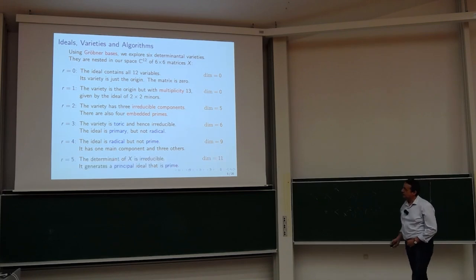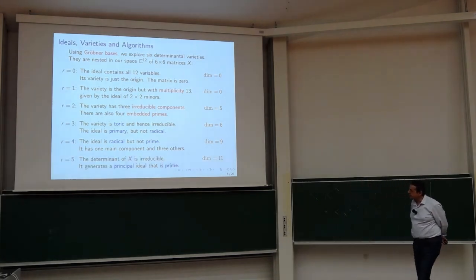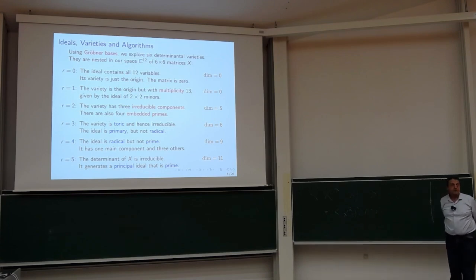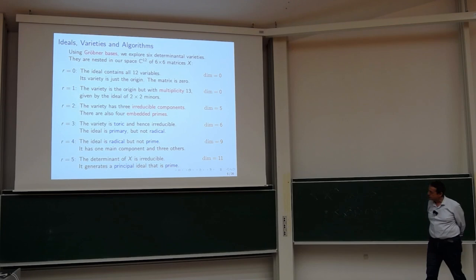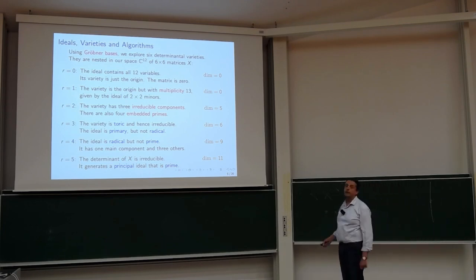Now, last but not least, rank 5. Well, for rank 5, there's only one equation. This is the 6 by 6 determinant of our matrix. The 6 by 6 determinant is an irreducible polynomial in 12 variables, so it generates a principal prime ideal.